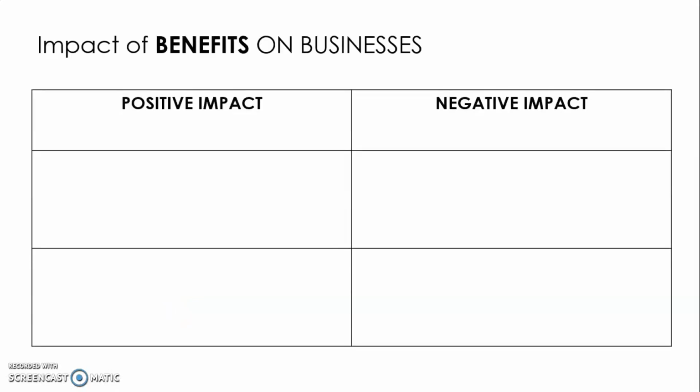Everyone, let's look at today's question. Impact of benefits on businesses. Remember that before we can answer, we must look at our cognitive verb or our action word. The action word here is impact. Over here, the learner must discuss the advantages and the disadvantages. Remember also that split marks are awarded over here.